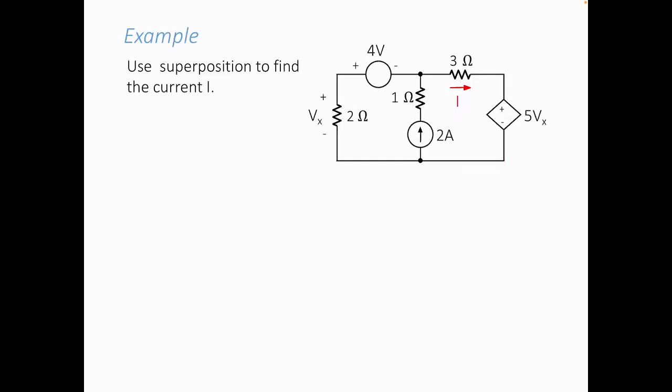Okay, here, let's make it a little bit more difficult. Lalagyan ko ng controlled source. So I want to use superposition to determine the current I, but this time I have a controlled source. So note that I have only 2 independent sources.